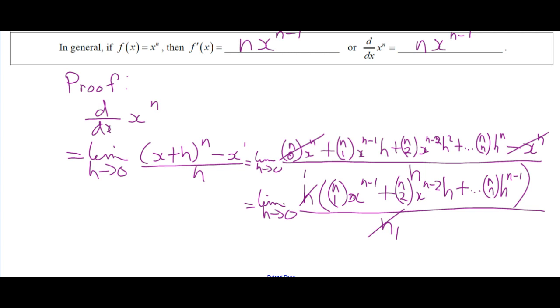Okay, now we can drop the limit, right? Put in h at 0, and what happens? Well, all of these guys are gone. And what are we left with? N choose 1, x to the n minus 1. What's n choose 1? N, right? So it's n, x to the n minus 1. Nice. General proof of the power rule.